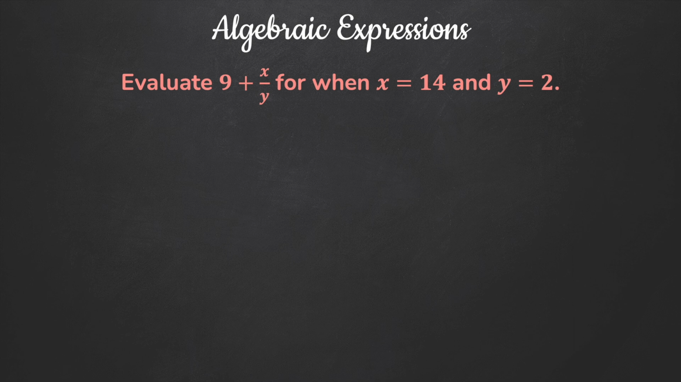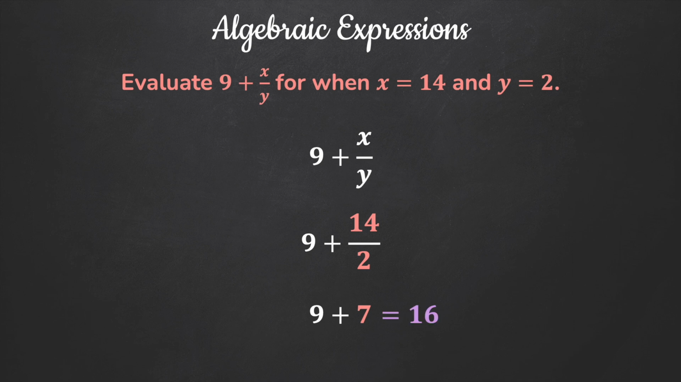Next, we have evaluate 9 plus x over y for when x is equal to 14 and y is equal to 2. In our expression, we have addition and division. The first thing we want to do is substitute our variables for their known values. So we're going to substitute x for 14 and y for 2. Now, according to order of operations, we're going to divide first before we add. So 14 divided by 2 is equal to 7, and 9 plus 7 is equal to 16.